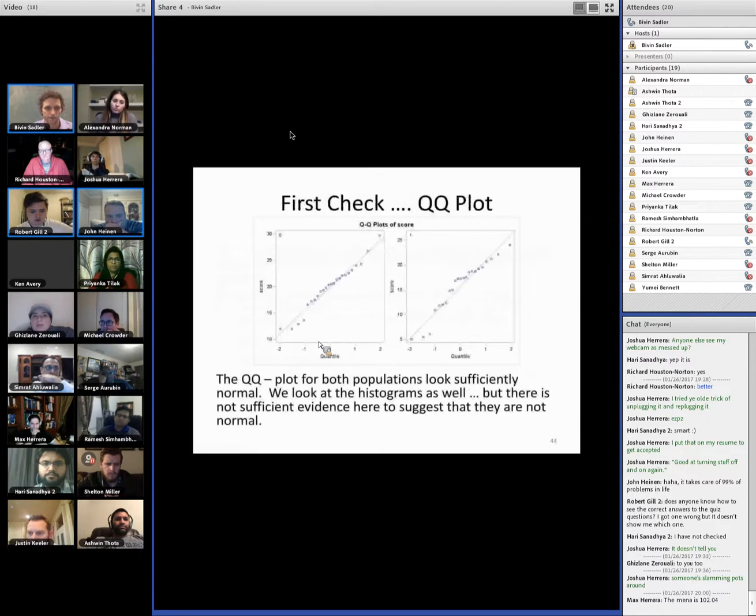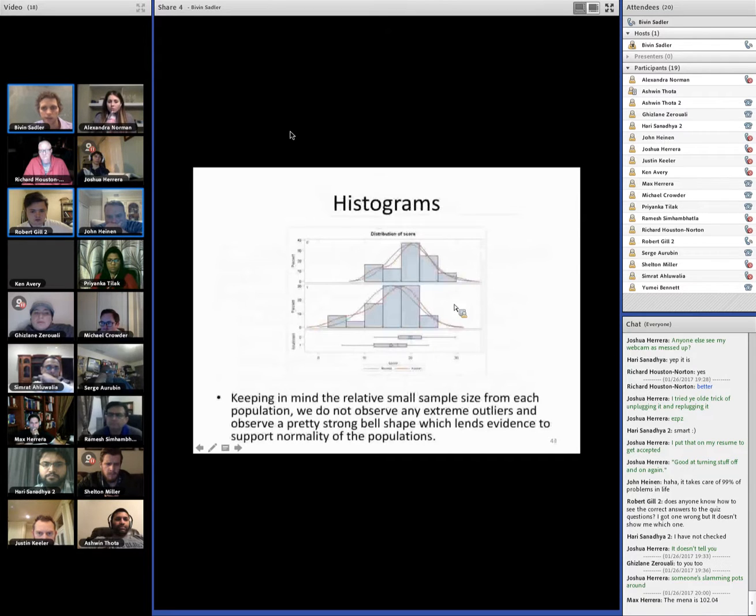So we go and look at QQ plots. I don't see a problem here with these QQ plots. Do you? This one's less normal looking, but let's go look at the histograms. Histograms, maybe this one's a little more left skewed. I'm not too worried about it, keeping in mind relatively small sample sizes. One was 24, the other one was 23.